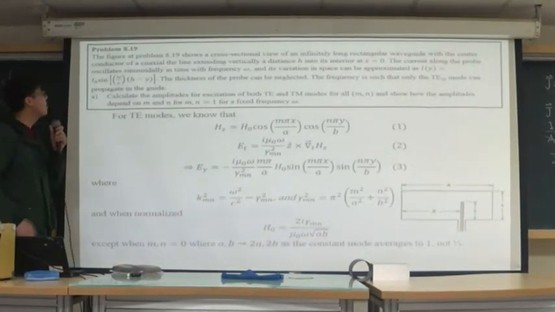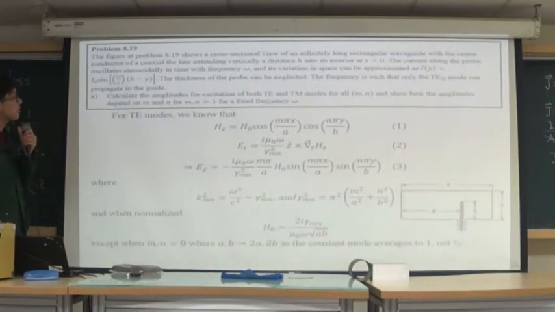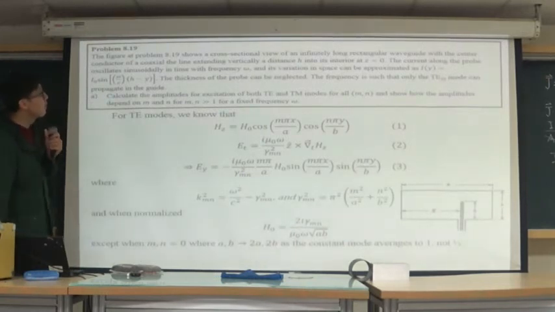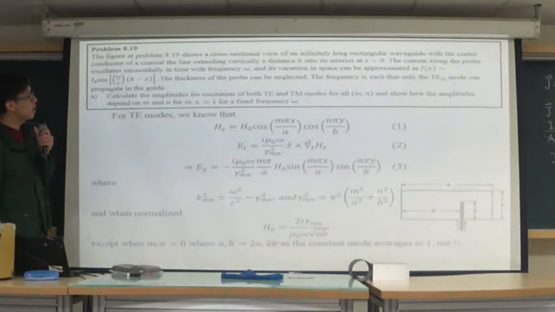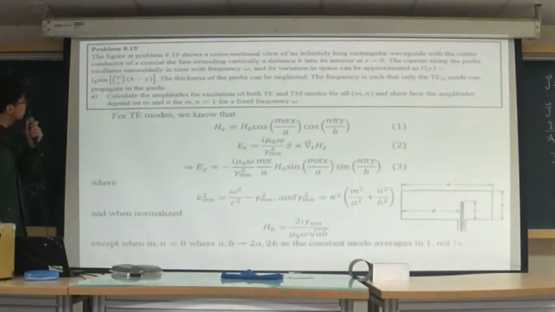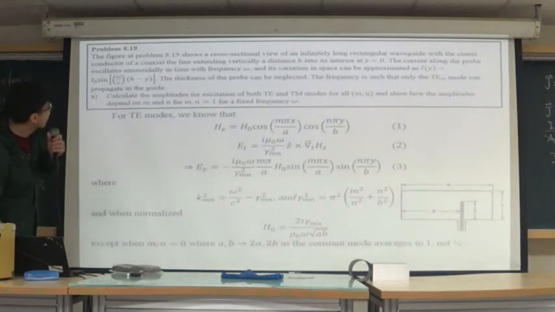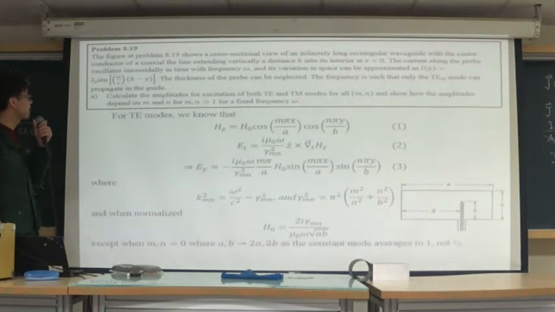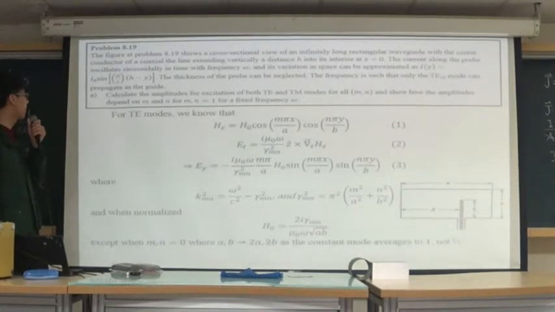Today we are going to go over problems 19 and 20. Problem 19: the figure shows a cross-section view of an infinitely long rectangular waveguide with the center conductor of a coaxial line extending vertically a distance h into its interior at z equal to 0. The current along the pipe oscillates sinusoidally in time with frequency omega, and its variation in space can be approximated as I(y) equals I0 sine of omega over c times (h minus y). The thickness of the pipe can be neglected. The frequency is such that only TE10 or more can propagate in the guide.